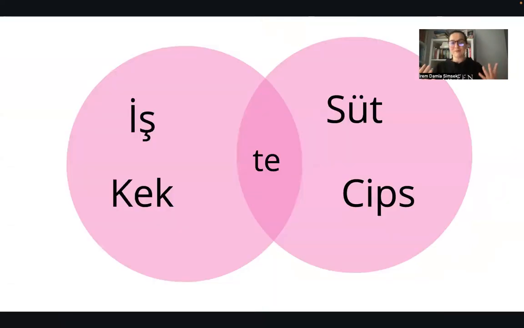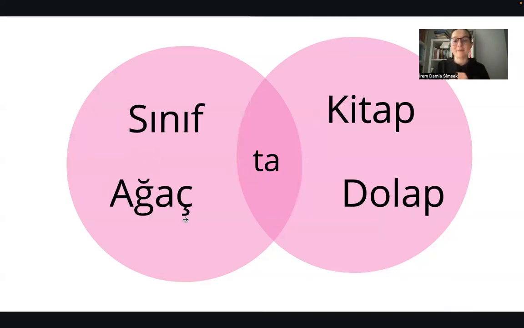So what do you see here? Some words: iş, work; kek, cake; süt, milk; cips, chips or crisps. All of them take te. So işte, at work. Kekte, in the cake. Sütte, in the milk. Cipste, in the crisps or in the chips. So you use them with t because look at the last sounds. The final sounds of iş, süt, cips, kek. So it's te.